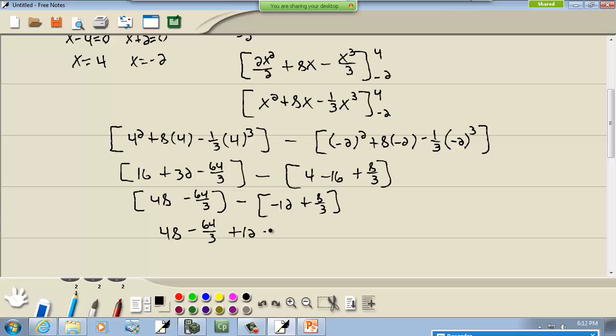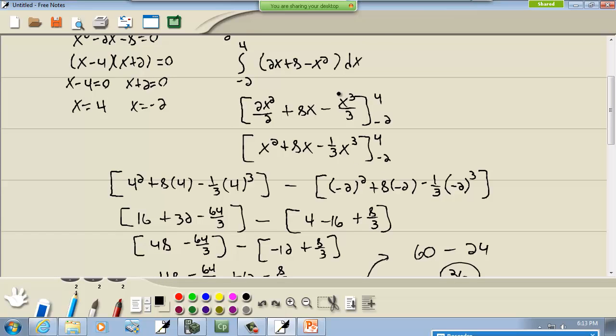Plus 12 minus 8 over 3. 48 plus 12 is, now that's really messed with my mind, 60 minus 64 and 8 gives us 72 over 3, which gives us 60 minus 24, which gives us 36. That's our answer. You can also plug that in your calculator.